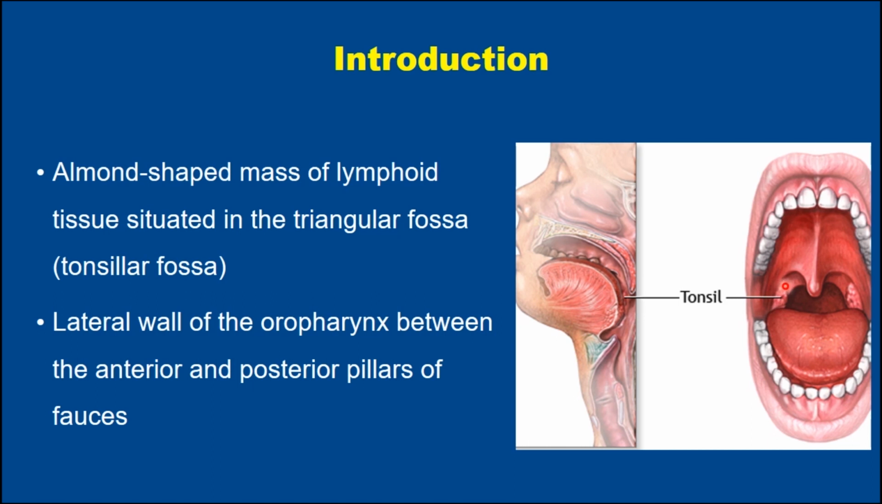And this tonsillar fossa is situated on the lateral wall of the oropharynx, between the anterior and the posterior pillars of the fauces. Here, this is the anterior pillar, which is formed by the palatoglossal arch, and in the same manner this is the posterior pillar, which is formed by the palatopharyngeal arch.